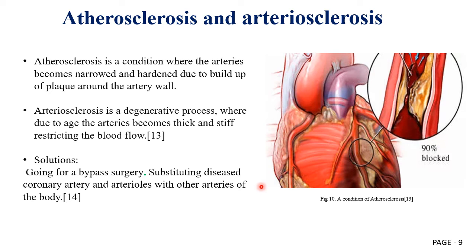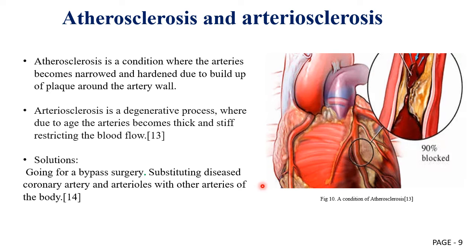And now what happens in the case of atherosclerosis is this: the accumulation of cholesterol and fats occur in the arteries, which is actually reducing the blood flow because the resistance is building up. And in the case of arteriosclerosis, the same thing occurs, but it is a degenerative process where the arteries is again becoming thick and stiff, which is restricting the blood flow. So now what we have to do is to remove these diseased arteries.